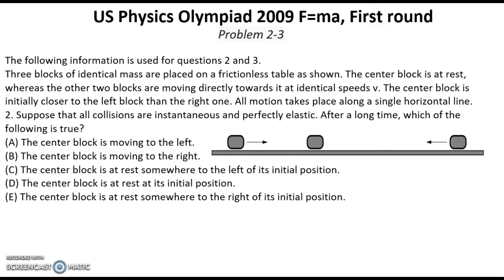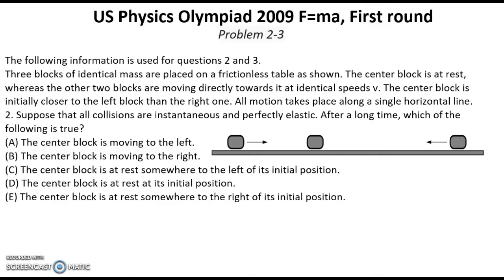A. The center block is moving to the left. B. The center block is moving to the right. C. The center block is at rest somewhere to the left of its initial position. D. The center block is at rest at its initial position. And E. The center block is at rest somewhere to the right of its initial position.